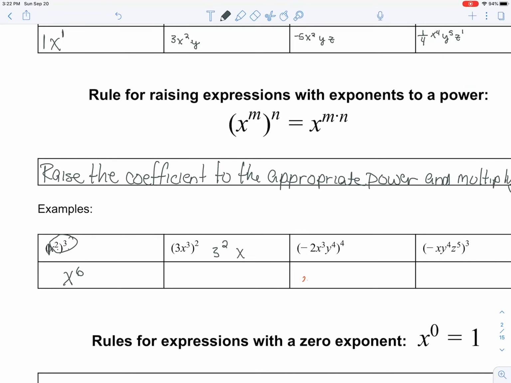I can write this as 3 squared x cubed squared. So 3 squared is 9, and x cubed raised to the second power is x to the sixth.